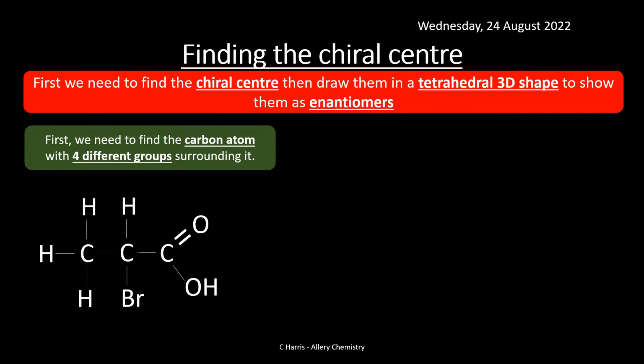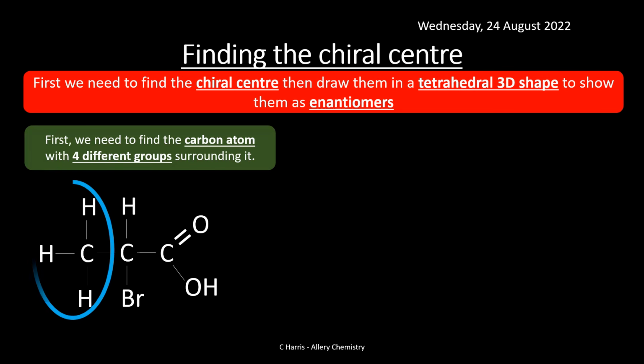So first of all, here's a molecule. We're going to see if it does have a chiral center first. The first thing we need to do is find the carbon atom with 4 different groups surrounding it. See if you can spot it. I'll give you a moment to pause the video if you wish, and you can see if you're right.